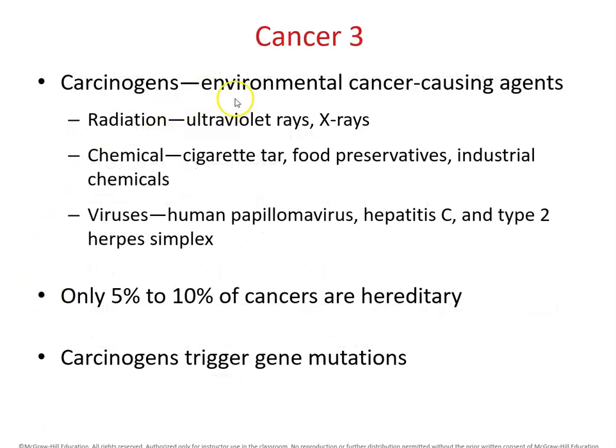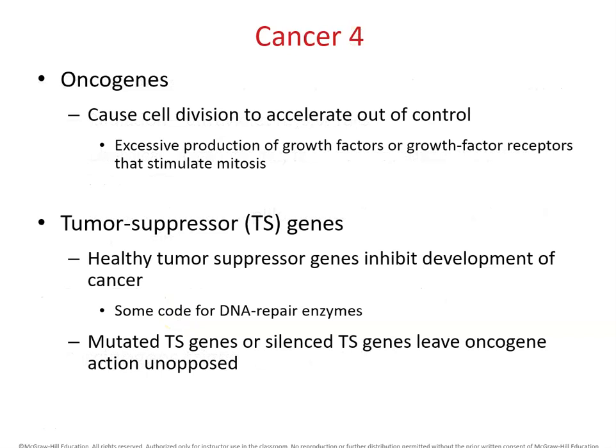Carcinogens are things that we can encounter in the environment that cause cancer. Radiation, chemicals, and viruses are 3. Cancer does have a genetic component, and a small percentage of cancers can run in families. 2 different types of genes are related to regulation of cancer. So oncogenes cause cancer to grow, but tumor suppressor genes stop cancers from growing. So these are things that we consider when we look at a person's genome.